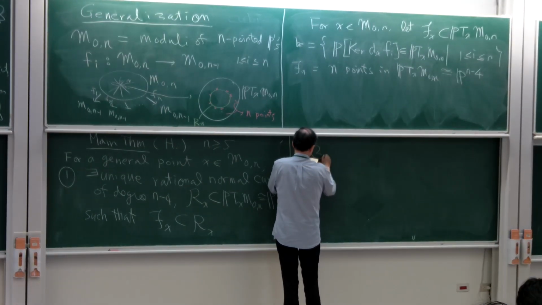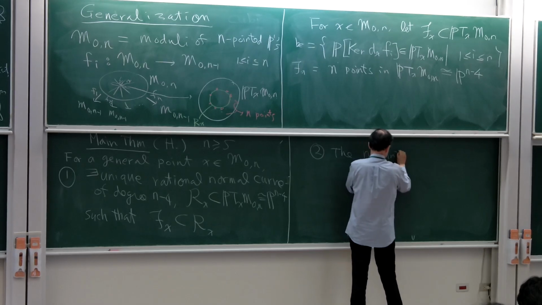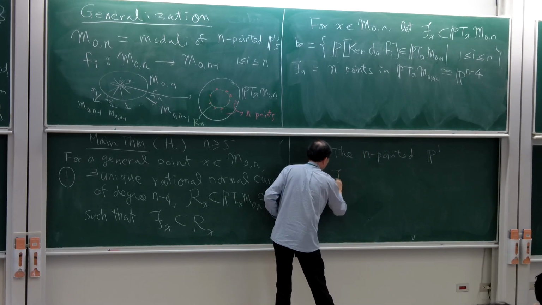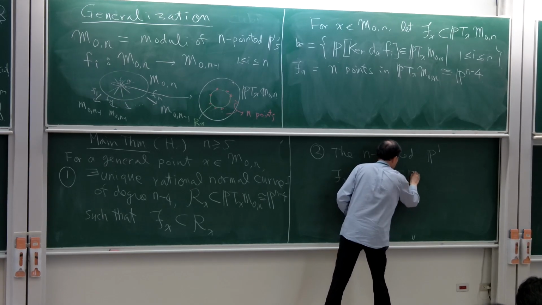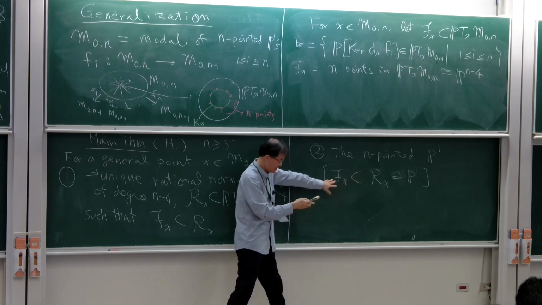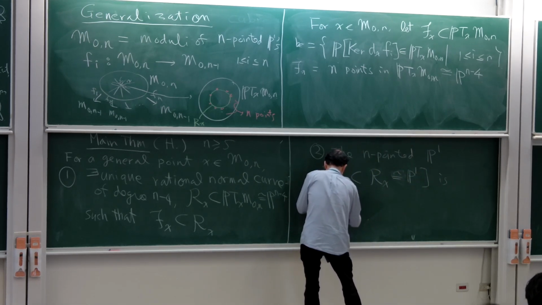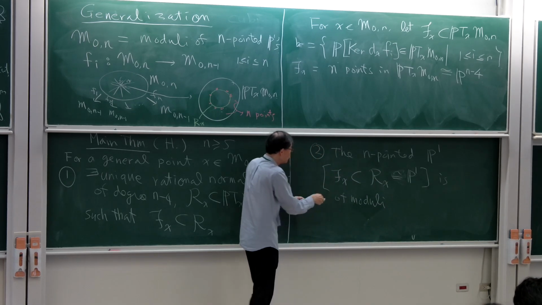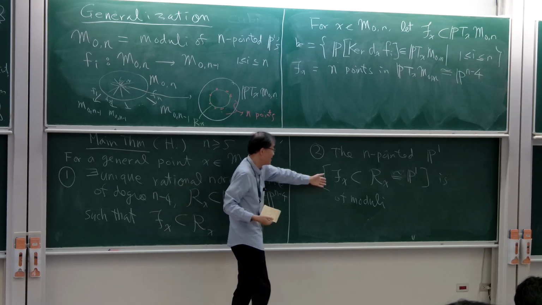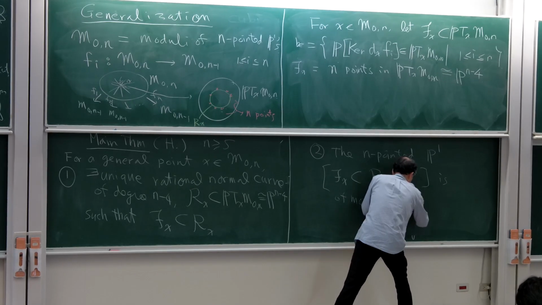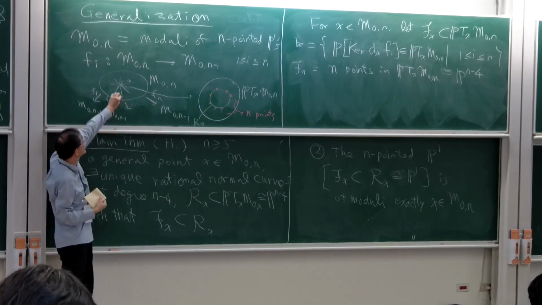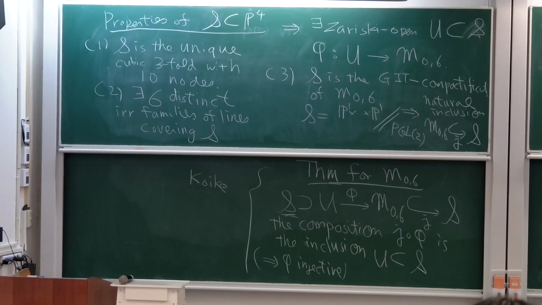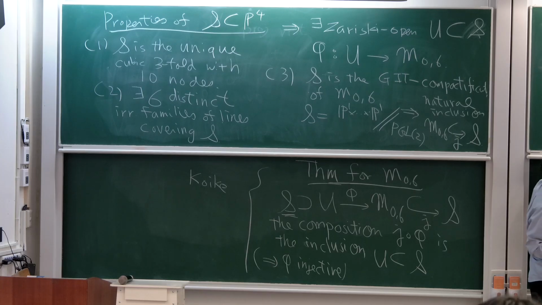And two, Fx is inside this rational normal curve, which is P1. So this is an n-pointed P1, which belongs to a point in M0n because it's an n-pointed line. And this has moduli exactly x. So by looking at the tangent to the fibers, you obtain a P1 with n points on it, and the moduli of this P1 with n points is exactly that point itself. So that is the statement.